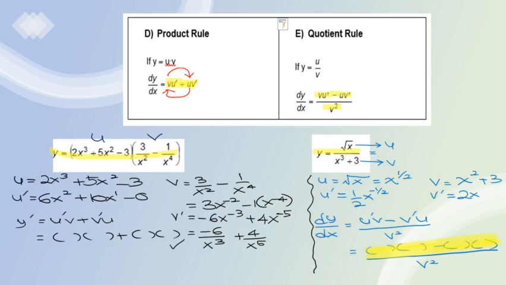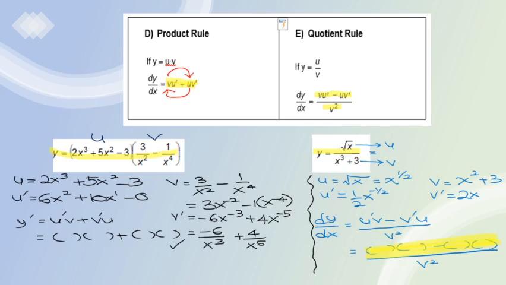And then so y prime equals to u prime v plus v prime u, sorry. Okay, and then just copy back. Okay, finish.